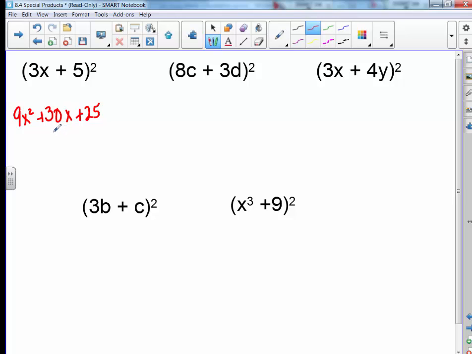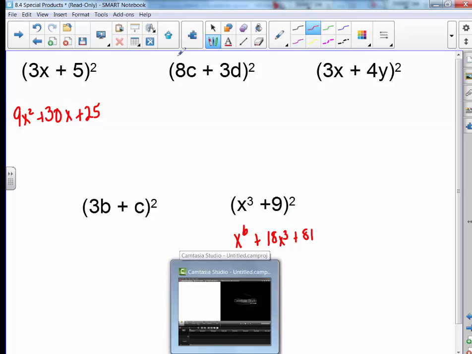Okay? Let's do this one down here. x to the third plus 9 squared. We square the first one. This can be tricky here, but when you raise a power to a power, x to the third to the second power is x to the sixth, plus 2 times 9 is 18, times x to the third is 18x to the third, and then we square the last one, 81. We'll do one more, and then it'll be your turn to do the last two, okay?